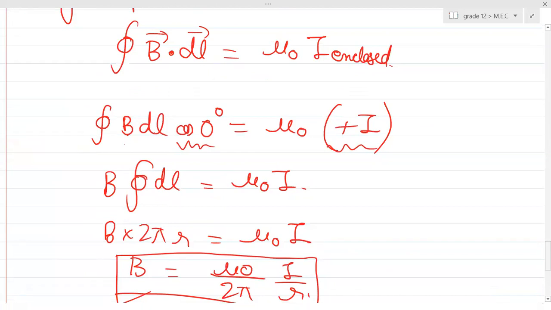Sir, does it only come with the help of that? No. You'll see this particular thing. Even your solenoid result will also come like that.